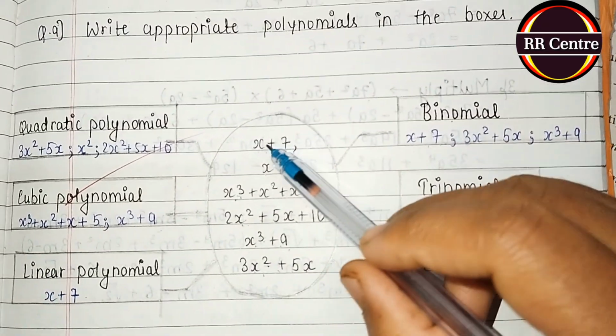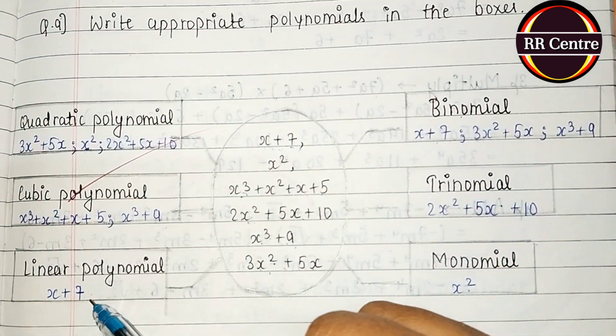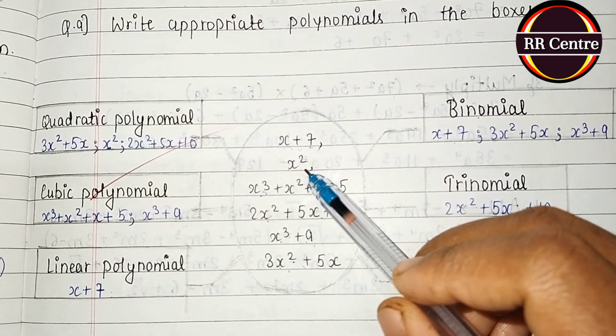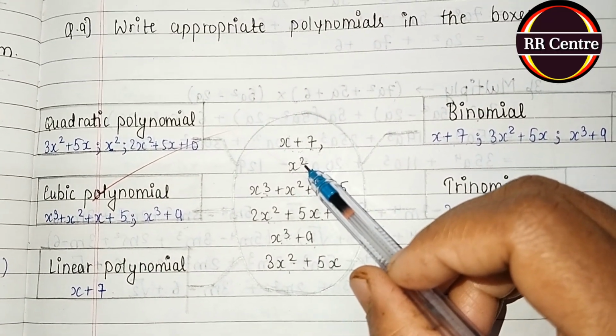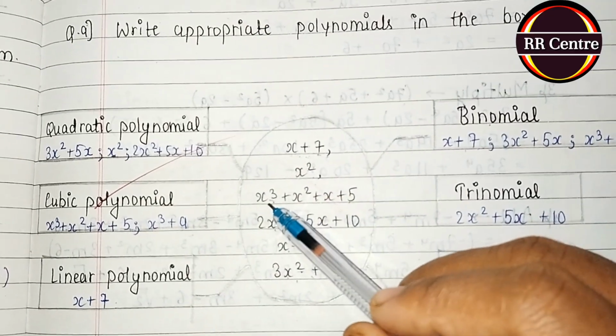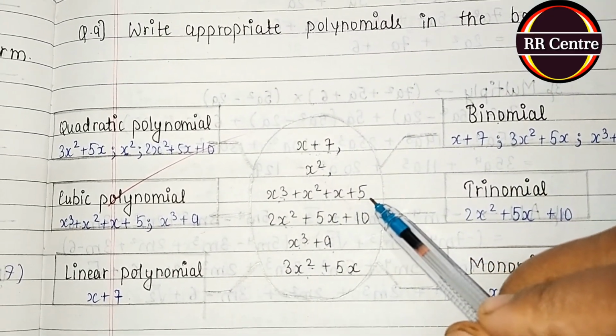Binomial. Second one, how many power of the degree? 1. It means linear polynomial. Second one देखेंगे, how many number of the terms? 1, it means monomial. And how many power of the degree is 2, it means quadratic polynomial, right. Third one, 2x³ plus x² plus x and plus 5.